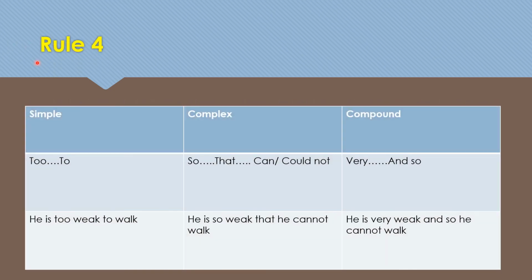Rule 4, simple sentence, if there is a too construction, then in the complex you will use so that, cannot, or could not. In the compound you will use very and so. Look at this example, he is too weak to walk. This is a too construction, it is the adverb too. So in the complex you will write, he is so weak that he cannot walk. In the compound, he is very weak and so he cannot walk.